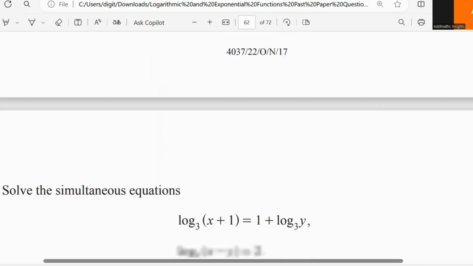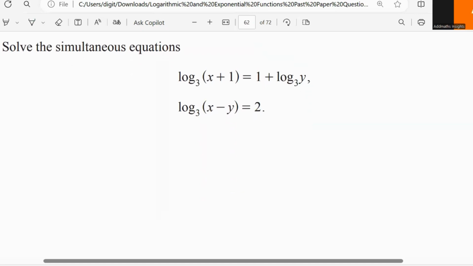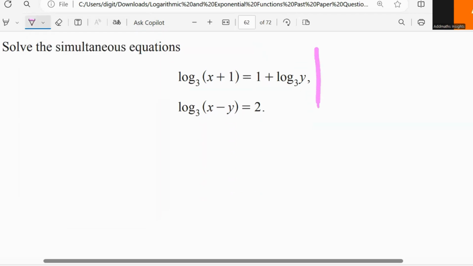Now let's do another question. Again, it's about solving the simultaneous equations. So we use the same technique. First, we change into a single logarithm. And you can write it as log 3 (x plus 1) minus log 3 y is equal to 1.